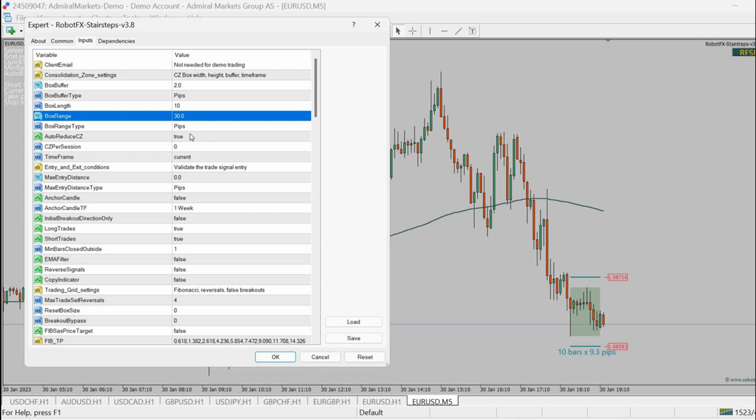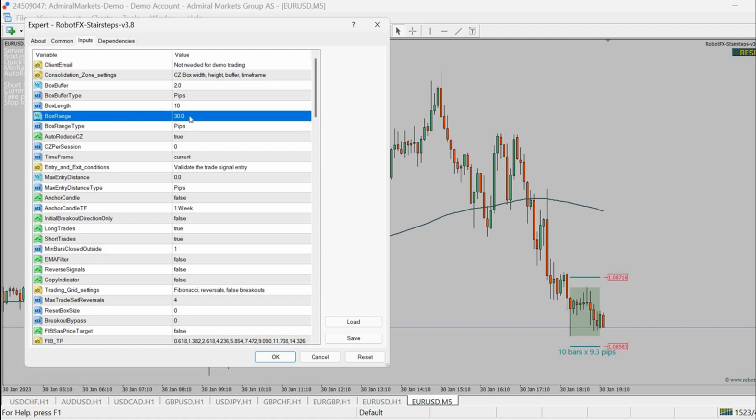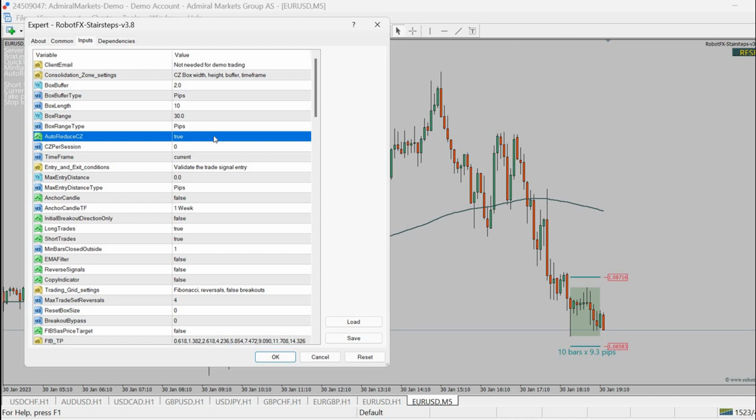And this is because I have the option auto reduce consolidation zone set to true. That means that if the price narrows or creates those zigzag movements in a narrower range than 30 pips, then the consolidation zone will also be modified, and the expert advisor will redetermine, recalculate the consolidation zone. It will be smaller, and this is what the auto reduce consolidation zone does.